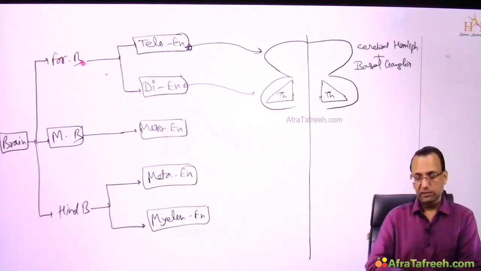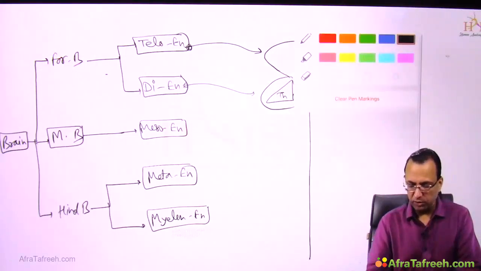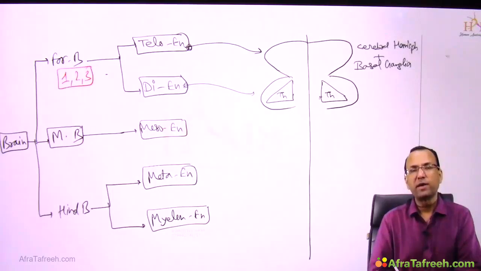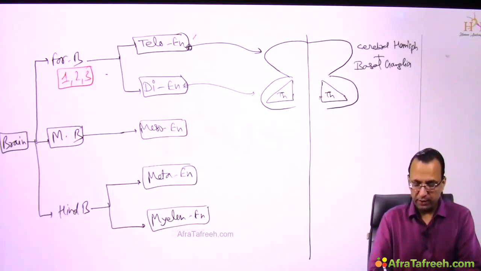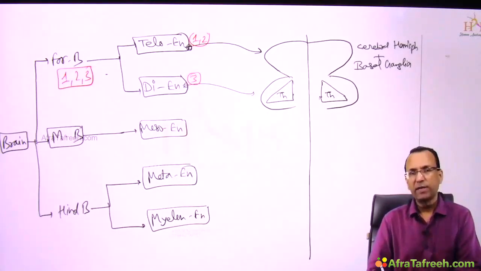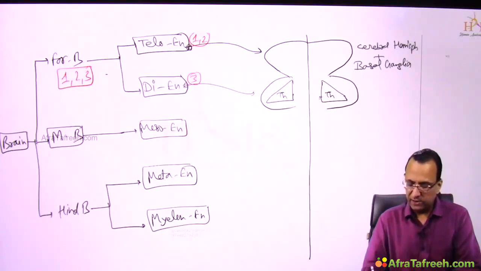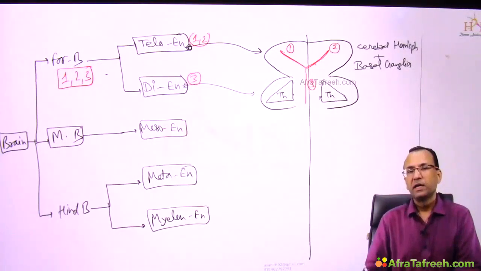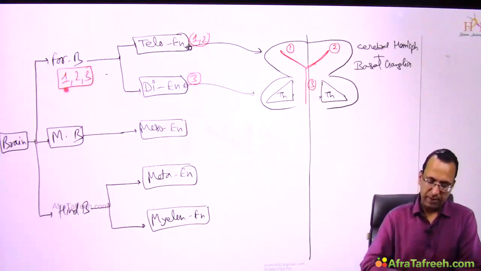What about the ventricles? If you say ventricles, then it was ventricle 1, 2, 3. Can you show ventricle 1, 2, 3 now? Actually, ventricle 1 and 2 belong to the telencephalon, and ventricle 3 to the diencephalon. If you say so, draw the Y-shaped ventricles then. As you are drawing the Y-shaped ventricle, you will see this is ventricle number 1, ventricle number 2, ventricle number 3. So this is the forebrain having ventricle 1, 2, 3.